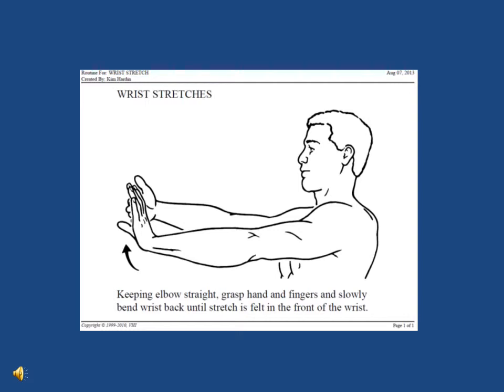The stretch should be felt in the wrist on the underside of the forearm. This can be held 20 to 30 seconds, 2 to 3 times. This can be done every 1 to 2 hours throughout the working day. This may help prevent any wrist-related work injuries.